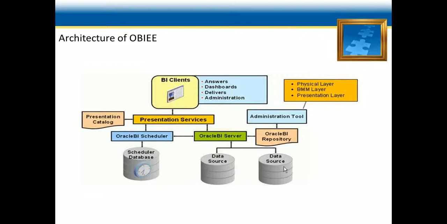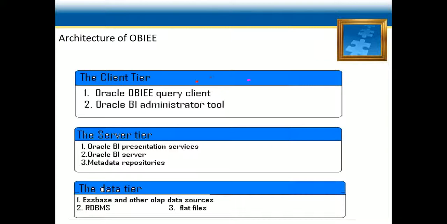Oracle BI repository. What is the Oracle BI repository? It contains the metadata used by the BI server. It is accessed and configured by the Oracle BI administration tool. It imports metadata from the databases and other data sources. It organizes metadata into business models, and structures the business model for presentation to the users who request information. So I'll be explaining these physical layer, BMM layer, and the presentation layer in depth in the further slides.